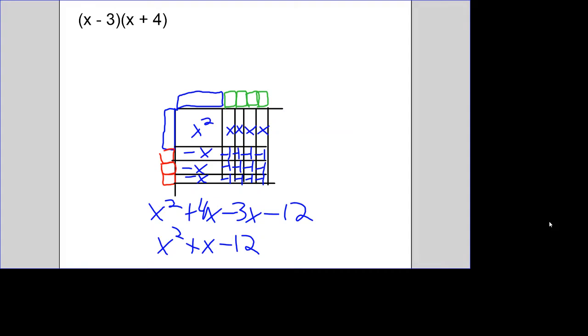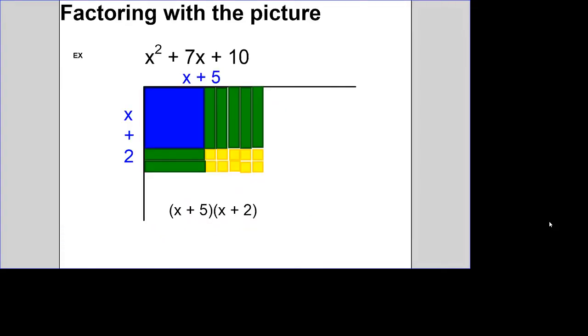We also talked about how we can factor with pictures. Okay, here was the distribution with pictures. And then yesterday I showed you how to factor with pictures. Now I'm not asking you to do this with your factoring, but I want you to understand the picture because it's going to come in really handy with our next method.